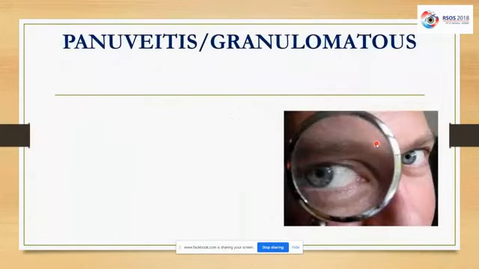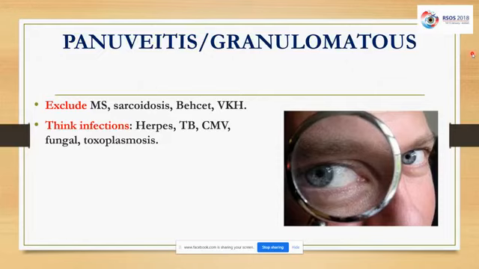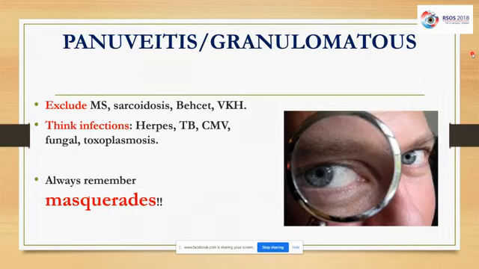In those patients with uveitis or granulomatous inflammation that is involving all the tissues of the eye, you need to exclude multiple sclerosis, sarcoidosis, Behçet, Vogt-Koyanagi-Harada, and never forget the infections like herpes, tuberculosis, cytomegalovirus infection, fungal infection, and toxoplasmosis infection. And always remember masquerades, if you don't have any positive data, can be correlated to those conditions, either infection or generalized condition like multiple sclerosis, sarcoidosis, Behçet, and Vogt-Koyanagi-Harada.